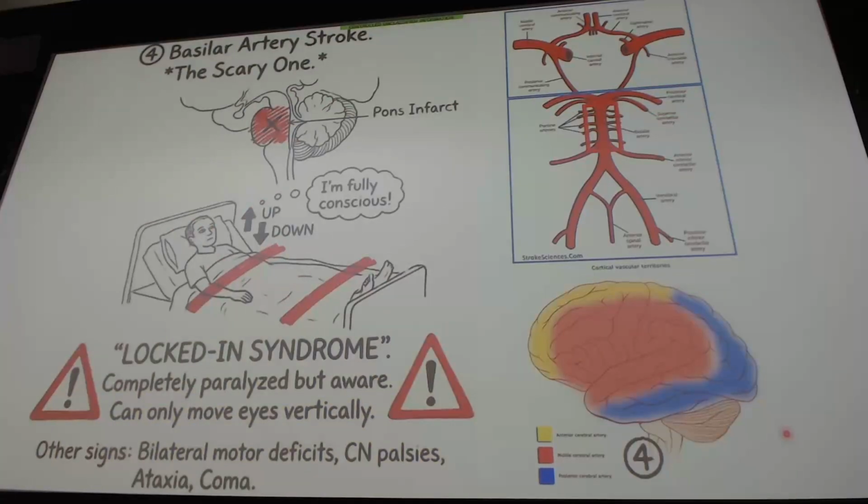And then we talked about basilar artery real quick. That's the scary one. That's that locked-in syndrome. That's a patient that's suddenly catatonic, but their eyes are moving. This is people that can still sense and feel everything and still have thoughts. It's very hard to recognize this one.